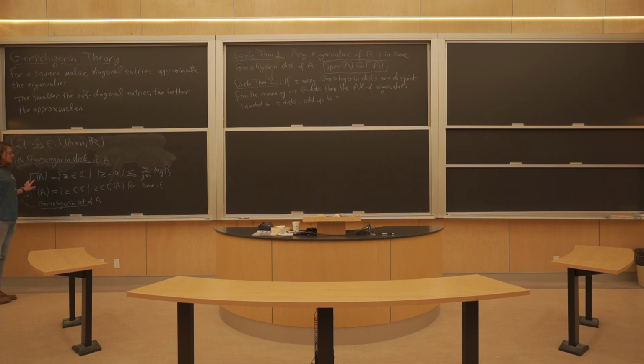And then, of course, I can take the union of all of these and call this the Gerschgorin set, gamma of A. The first theorem says that any eigenvalue of A is in some Gerschgorin set, is in some Gerschgorin disk. And if you're into abbreviating this, you can just say that the spectrum of A is included in gamma of A, the Gerschgorin set.